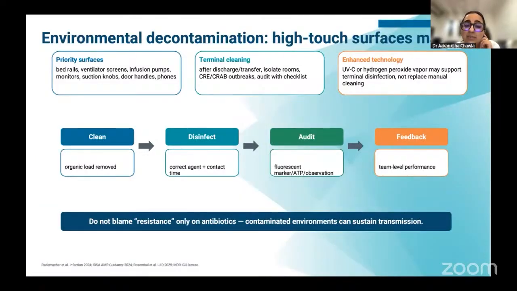And environmental decontamination, priority services, surfaces that I just talked about, terminal cleaning after discharge transfer of the isolation rooms, and enhanced technology like UVC and hydrogen peroxide vapor. Yes, they may support terminal disinfection, but it does not replace manual cleaning. So you need to have decontamination practices in place: clean, disinfect, audit, and have a proper feedback mechanism in place. Do not blame resistance only on antibiotics because contaminated environments can sustain transmission.